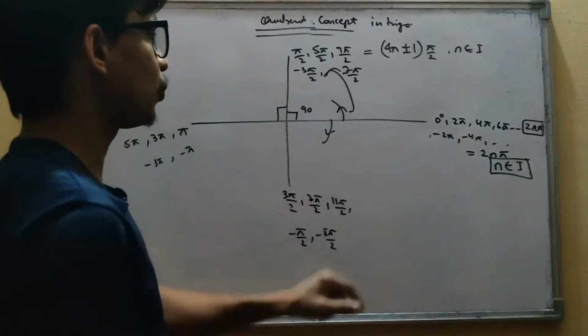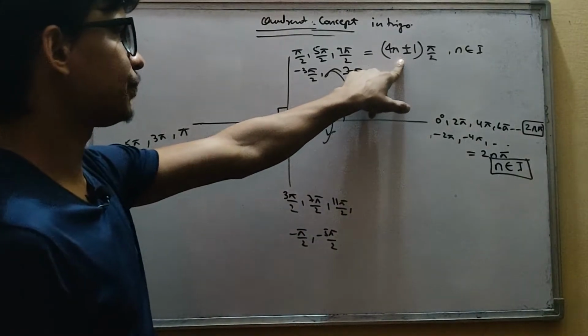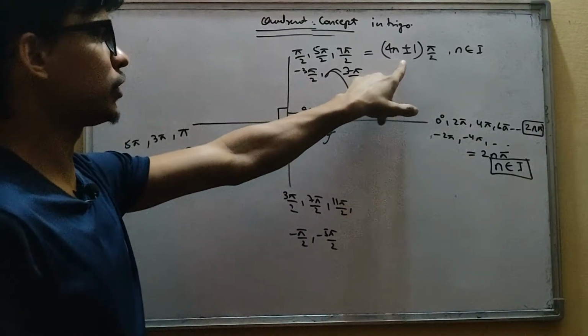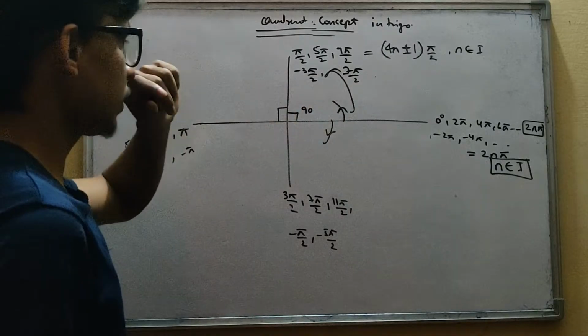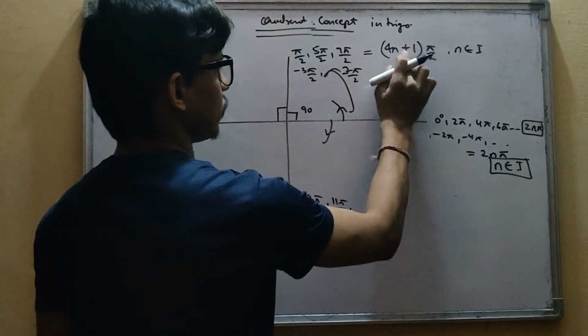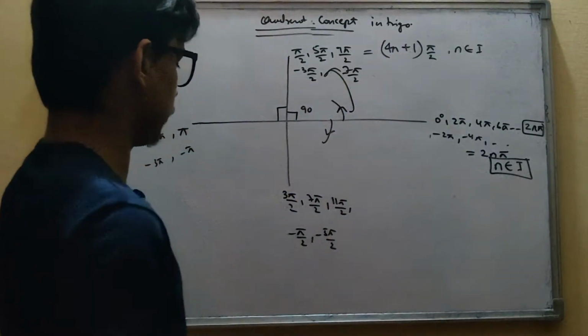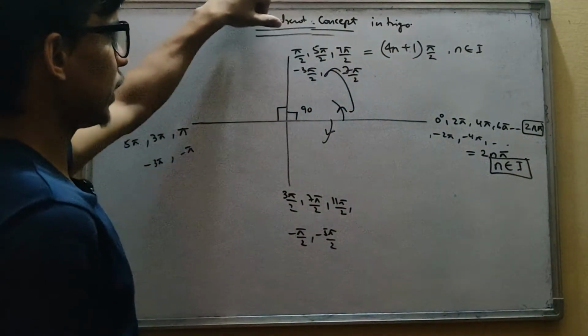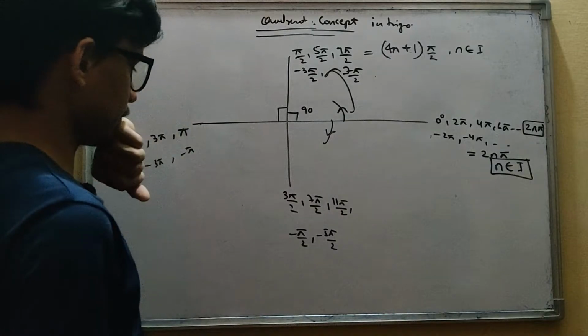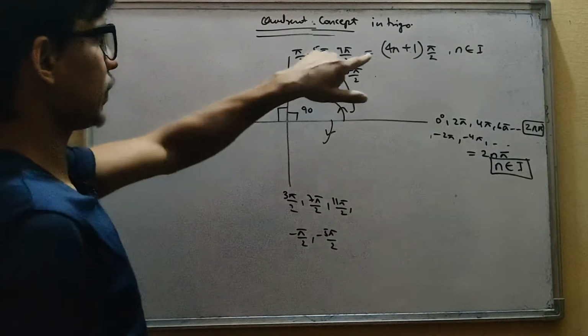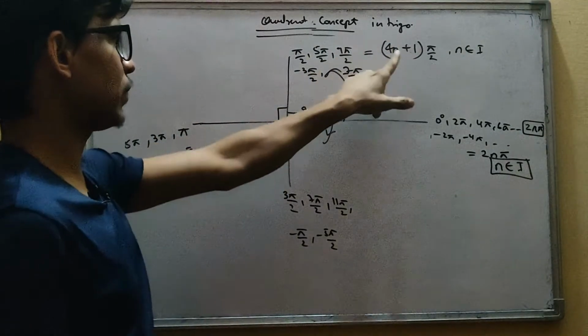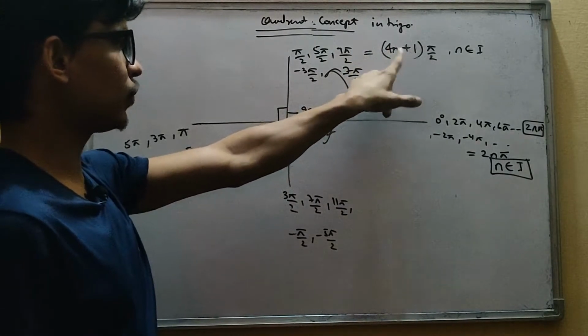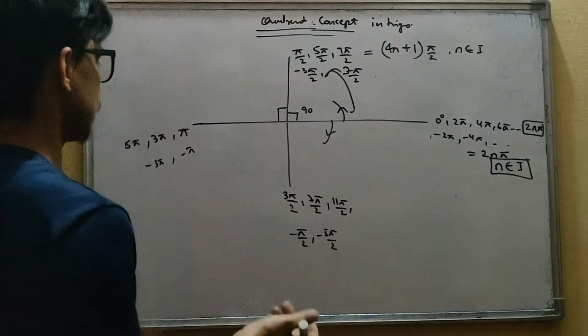If I put n equals 0, it is going to be plus or minus 1, or rather, it should be plus 1 only. So (4n plus 1) into pi by 2. If I put n equals 0, it is going to be pi by 2. If I put 1, it is 5 pi by 2. If I put 2, it is going to be 9 pi by 2. So this is how we have to do it.